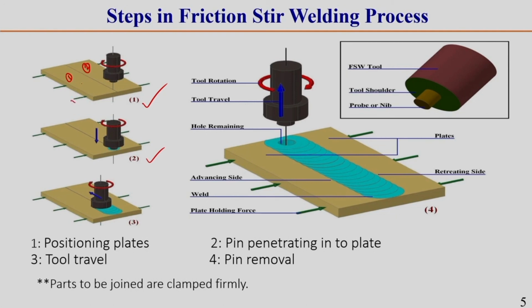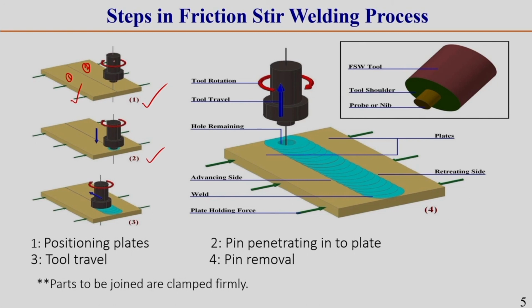The clamping should be such that during plunging and during welding by this rotating tool, the plates should not be displaced. Keep this in mind. That is why the clamp should be rigid, or you can say the plates should be clamped firmly. Okay. So, first of all we have to clamp these two material pieces which we are going to join.